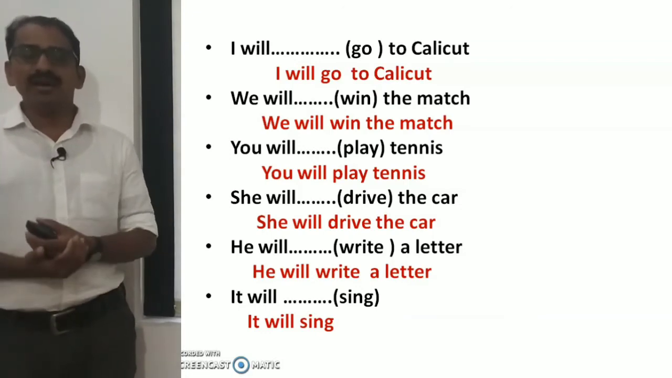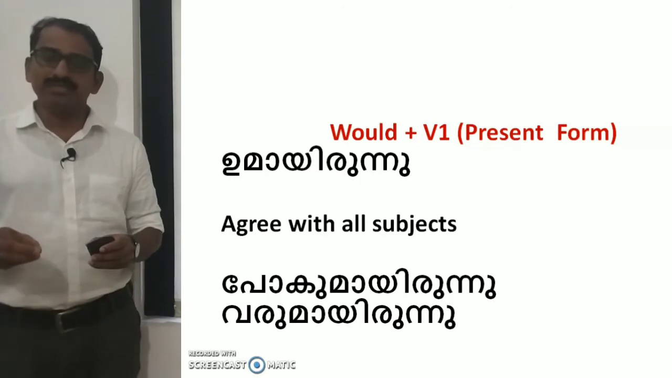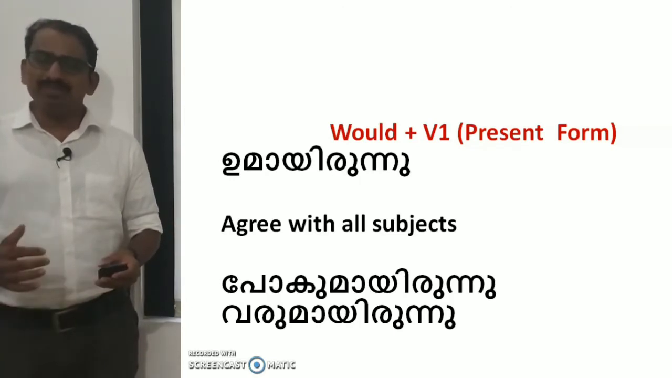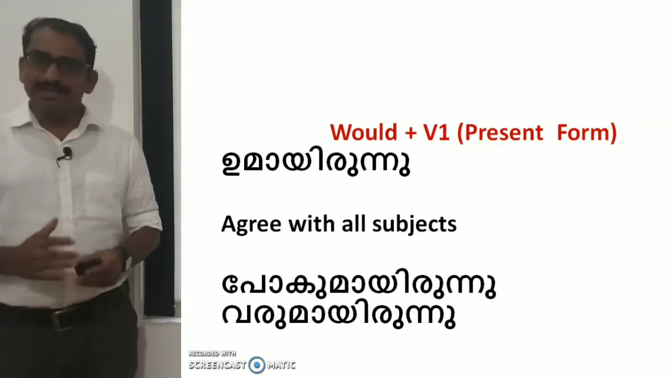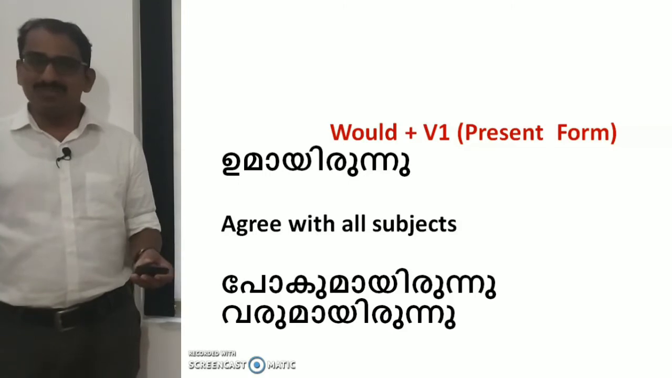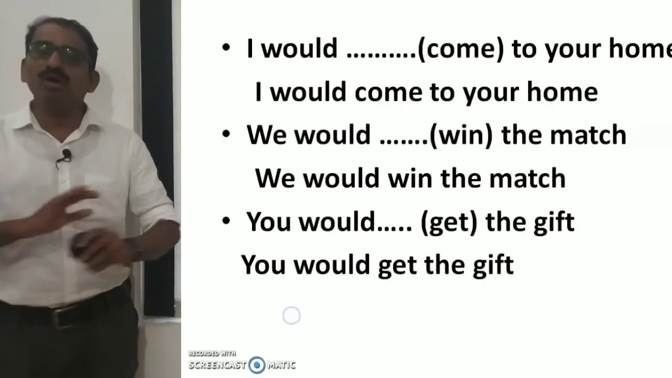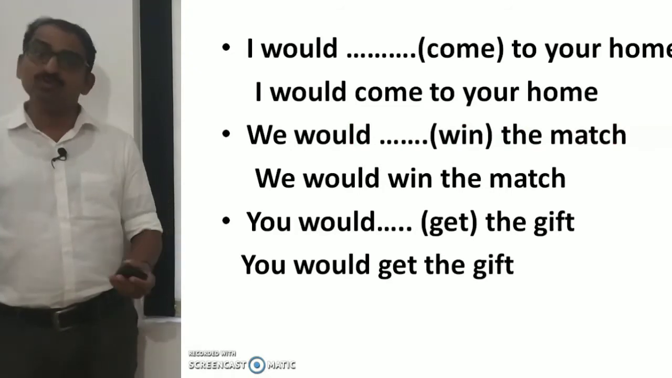The next auxiliary is would plus V1. Would also agrees only with V1 verb. That means present form of the verb. That means in Malayalam it gives the meaning of would: I would come, I would play, I would go. Likewise, would agrees with all of the subjects, whether it is singular or plural. No problem, we can use would along with any subject.